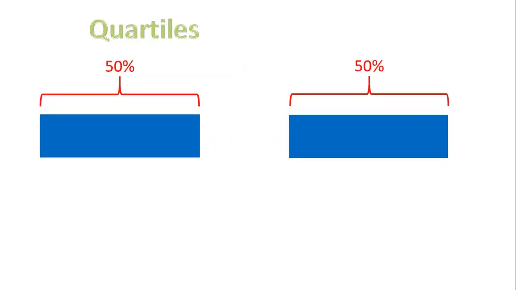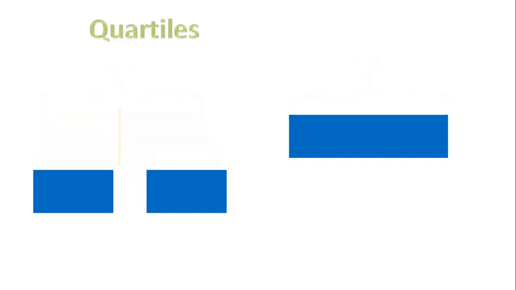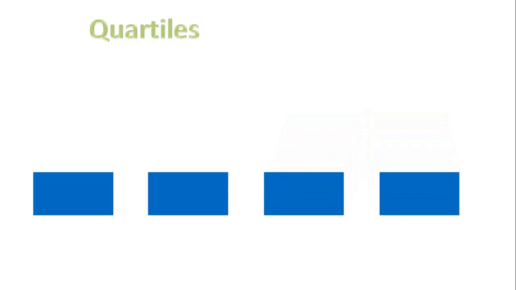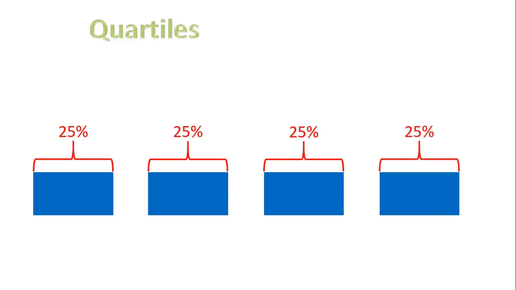Now, if we break it in half, we get 50% of the data on the left hand side and 50% on the right hand side, the lower and the upper. We break them in half, if you can remember, using the median. Now, to do quartiles, we take the lower half and break it in half, and the upper half and again break it in half. And so we have 25% of our data in each part, and we've broken it into 4 parts, into quarters.